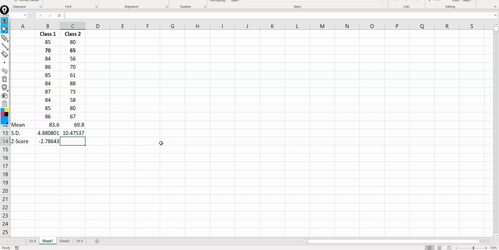And now the z-score for the score of 65 in class 2. That's 65 minus what's in cell C12, which is the mean for class 2, divided by the standard deviation, which is in cell C13. And there you go. So here is the z-score for 70 from class 1, negative 2.79, and the z-score for the score of 65 from class 2 is negative 4.6.